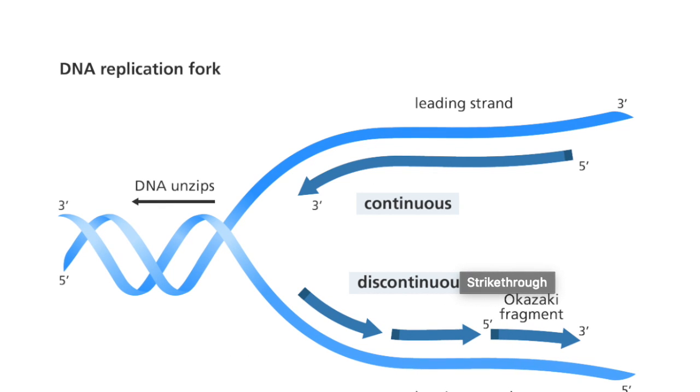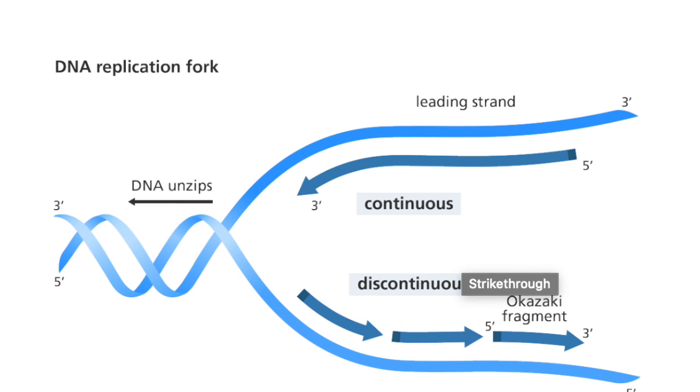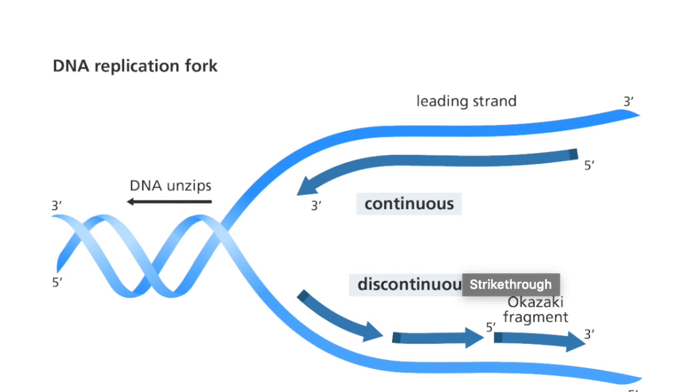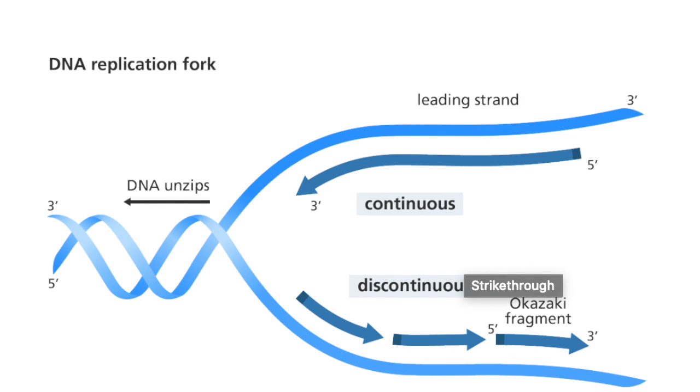Discontinuous means that the DNA polymerase is building the other way from the leading strand and that the primer needs to be placed constantly by primase. This creates Okazaki fragments. The discontinuous strand is also known as the lagging strand.